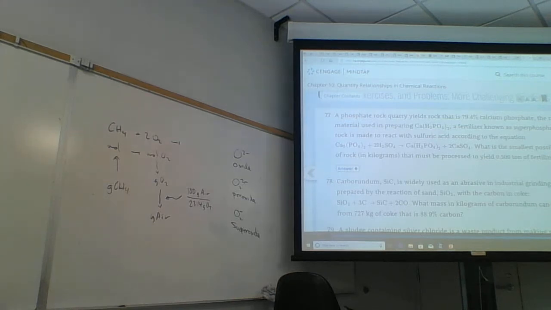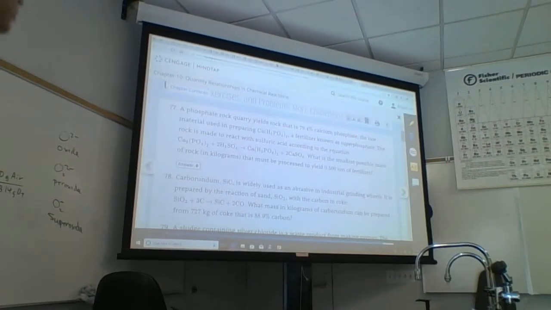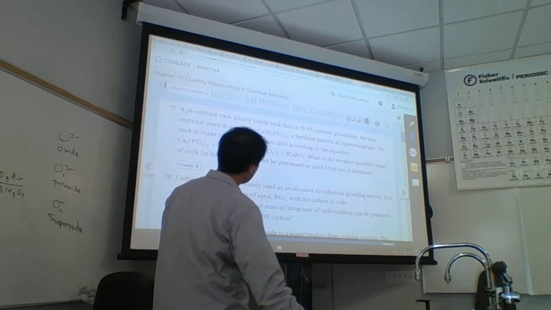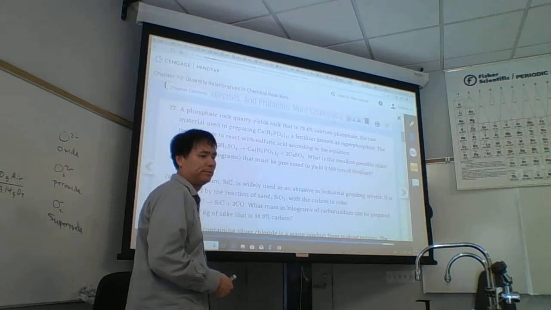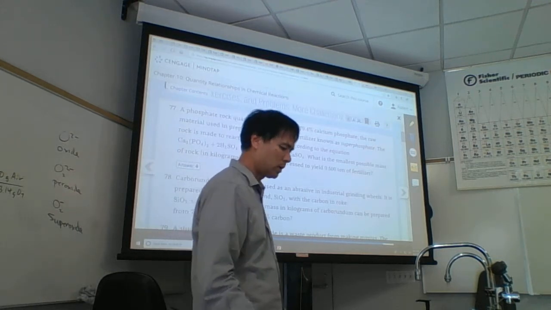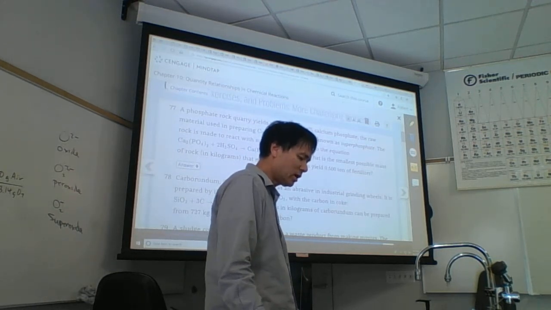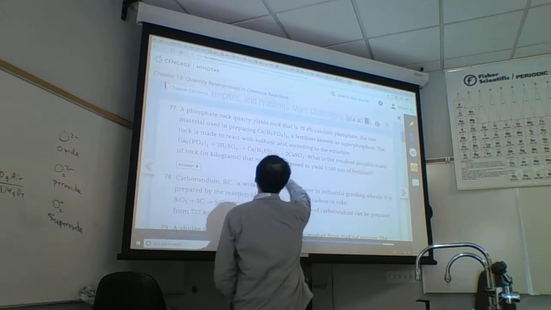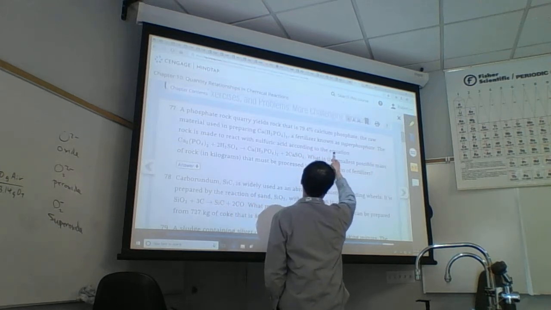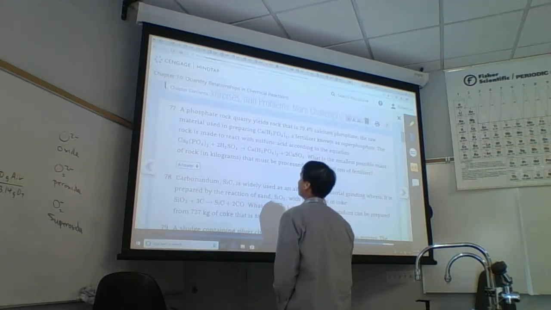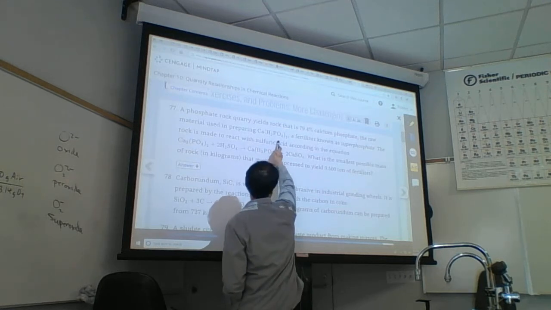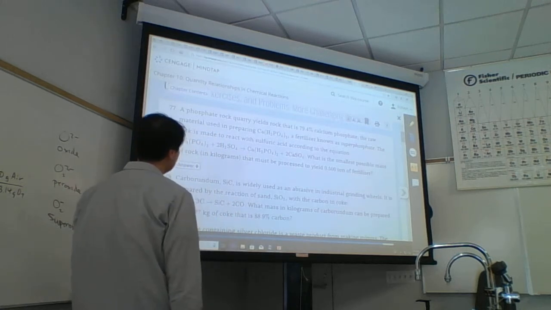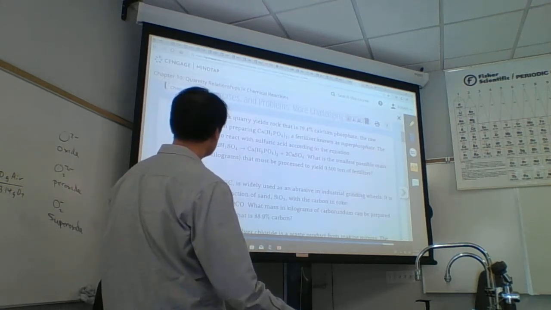And so this is the same type of problem here. A phosphate rock quarry can yield rock that is, well, rock is a mixture. It's a mixture of minerals, different minerals. Minerals are compounds. So it's a mixture of different compounds. That's what makes up the rock. And so a phosphate rock quarry yields rock that is 79.4% calcium phosphate. The raw material used in preparing calcium dihydrogen phosphate, a fertilizer known as superphosphate. The rock is made to react with sulfuric acid according to the equation.